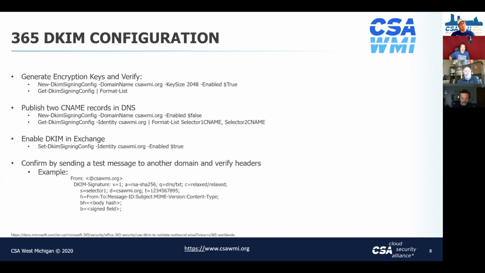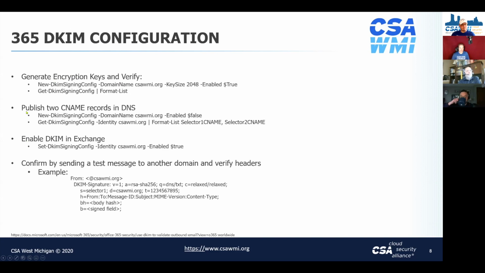So this is the concise specifics on the PowerShell commands that you'd need to run for the DKIM aspect for the 365 configuration. You're going to generate your keys. You can verify that the keys are working correctly through that PowerShell command, the DKIM signing config. You'll publish your CNAME records, which you can see there. You'll enable it in Exchange, and then you probably want to send a test message and verify the headers that everything looks good, and you've got your signature in there, and you're good to go with your DKIM configuration.